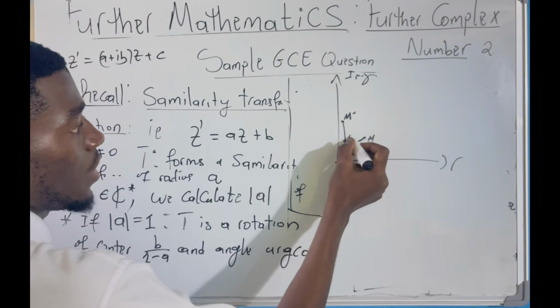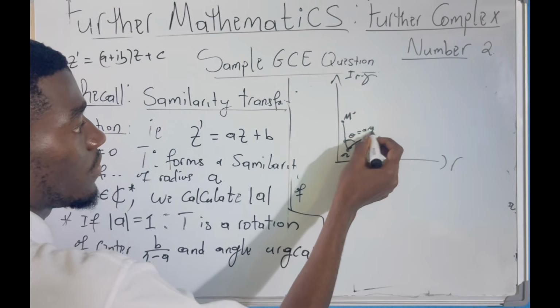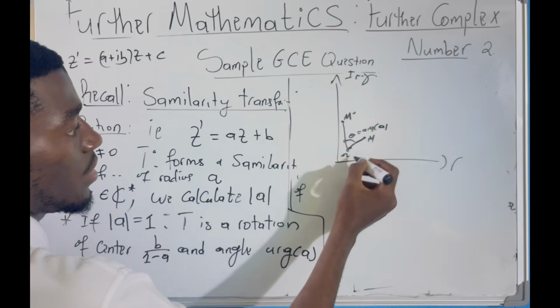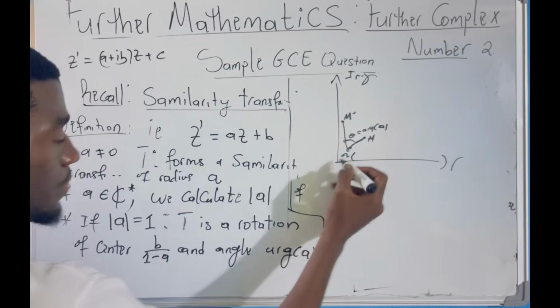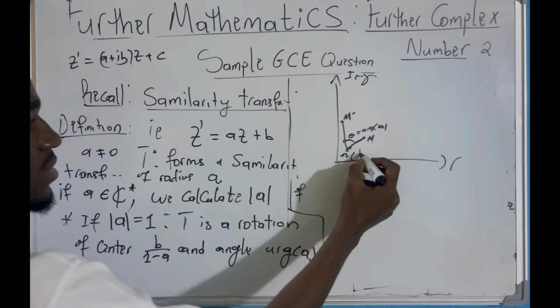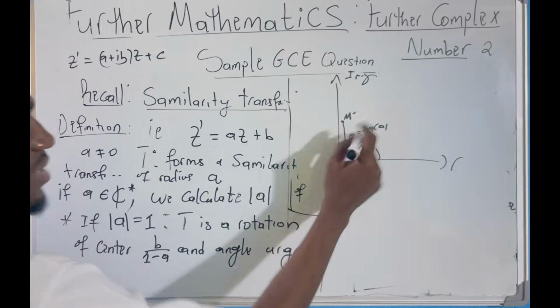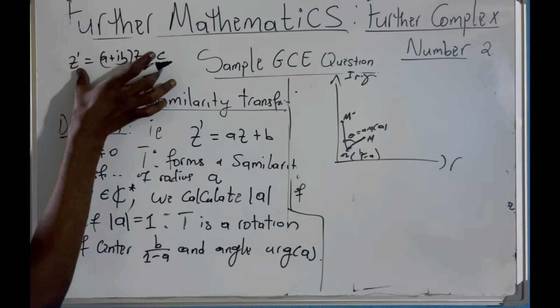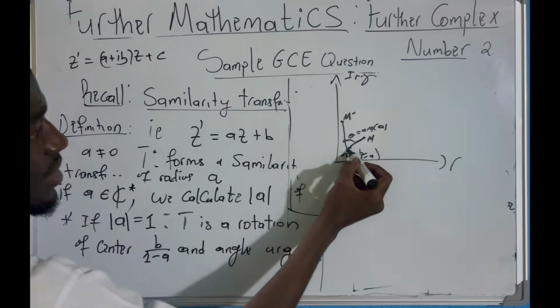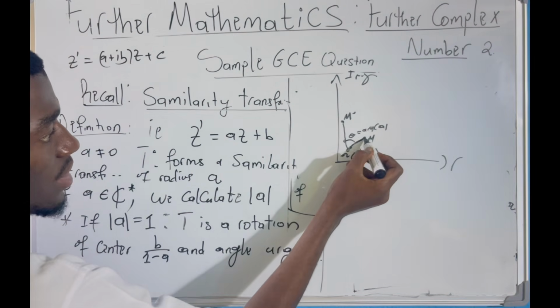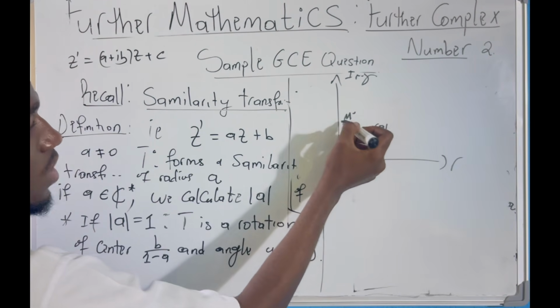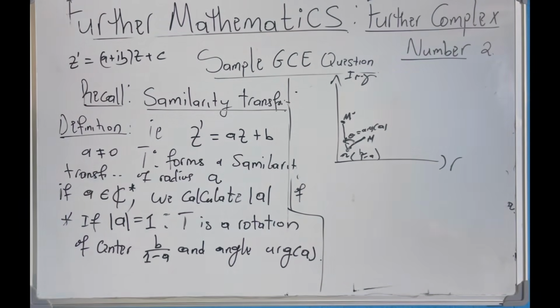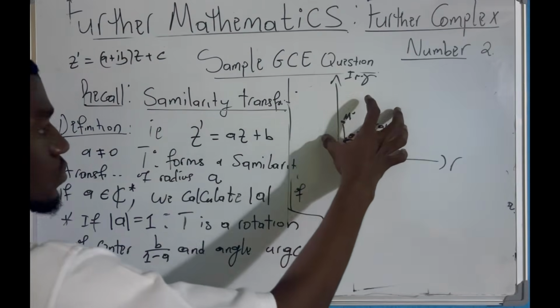M prime, where theta here is the argument of A, and where the center gamma here is simply what? B over 1 minus A, as simple as that. So this is the geometrical interpretation. It means that when I apply it algebraically, it's the same as taking this from the center, taking point M, and rotating it like this to have point M prime. So that is what we are doing geometrically.